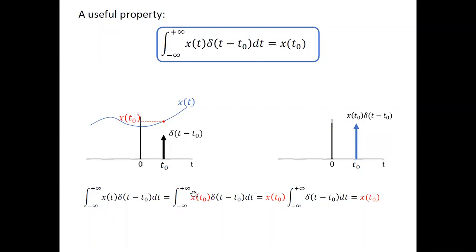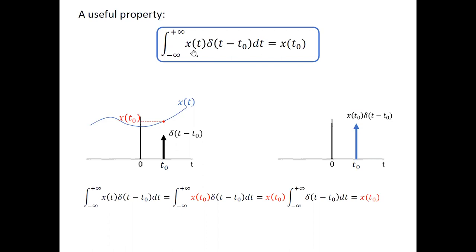X of t0 is a constant, it does not depend on the integral time variable t. That's why we can extract it outside of the integral. And what's inside this integral is delta of t minus t0 dt. From the last slide, we know that this integral equals one. So x of t0 times one is x of t0. Therefore, we obtain the result in the blue box. So this integral is x of t0.